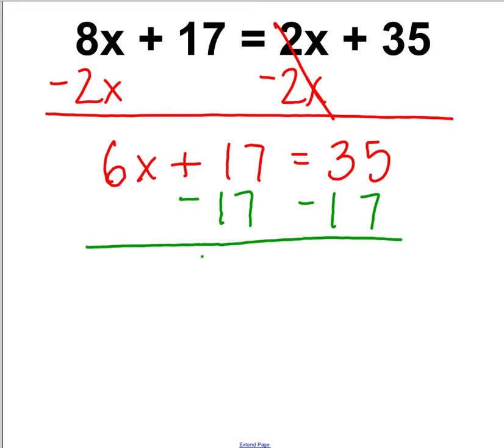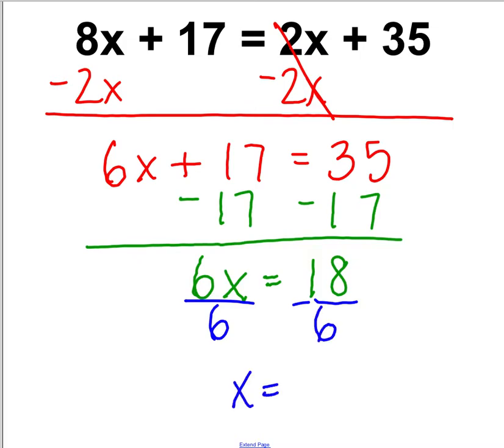So now I'm left with 6x is equal to 35 minus 17. And what is 35 minus 17? 18. So standard one step, let's divide by the coefficient, x is equal to 3.